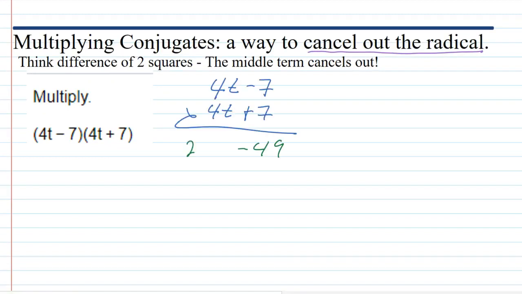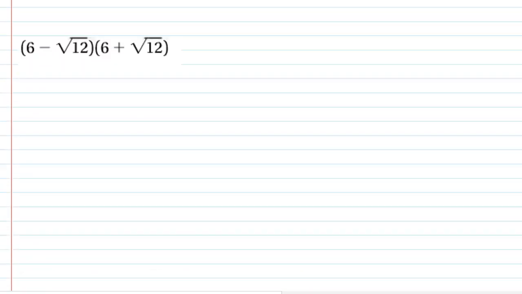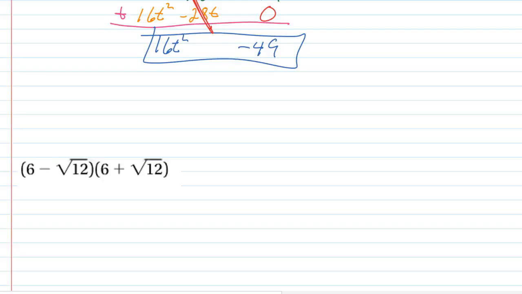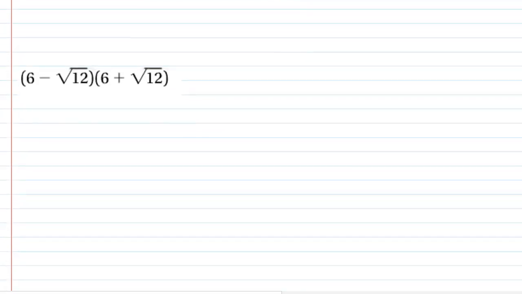For example, when I multiply the difference of two squares, the 28t and the negative 28t cancel out, giving me 16t squared minus 49, basically giving me the perfect squares. That is multiplying conjugates. Here's your example. I have 6 minus the square root of 12 and 6 plus the square root of 12. Just like in the last example, we have a plus and a minus with the same exact thing. That's a conjugate. Plus and minus with the same exact expression.